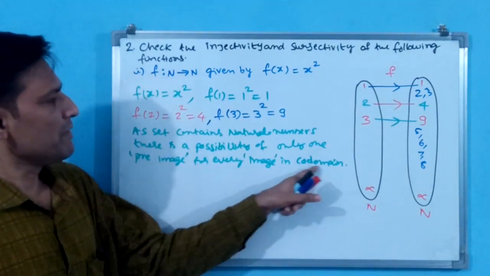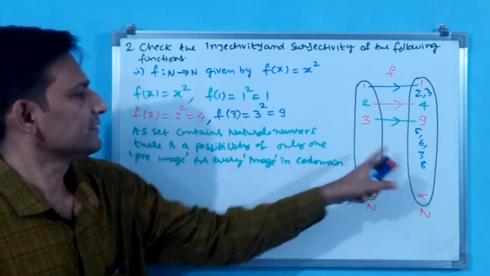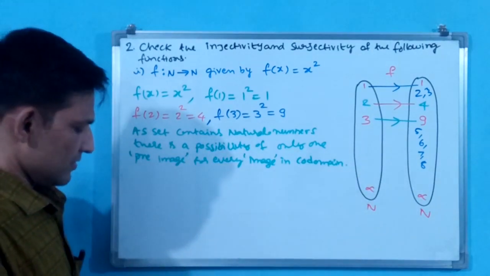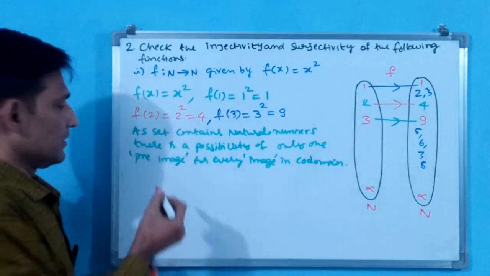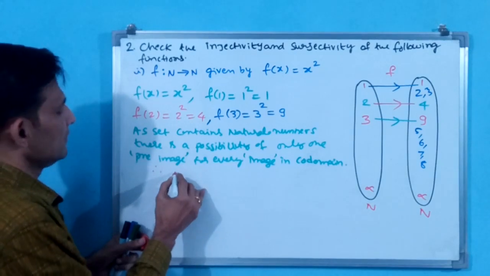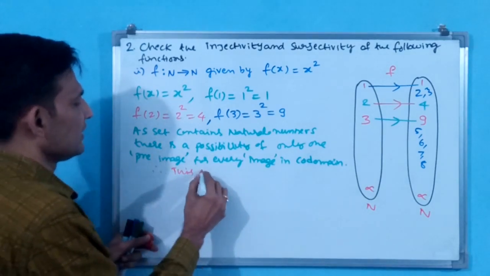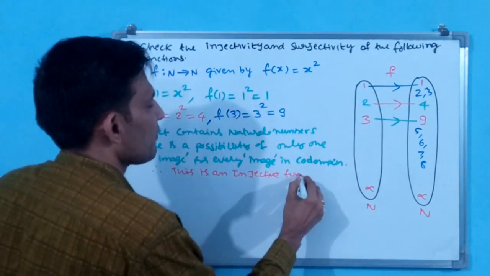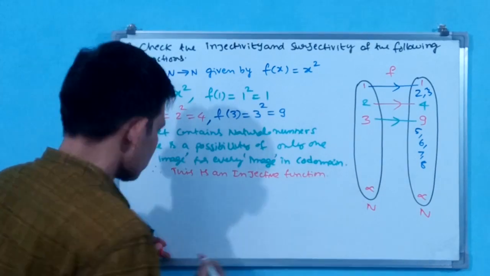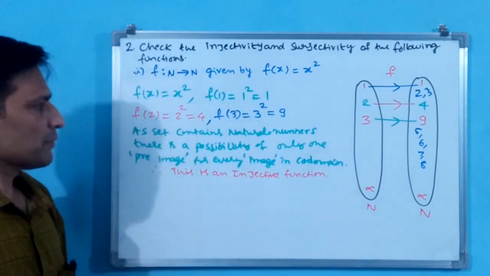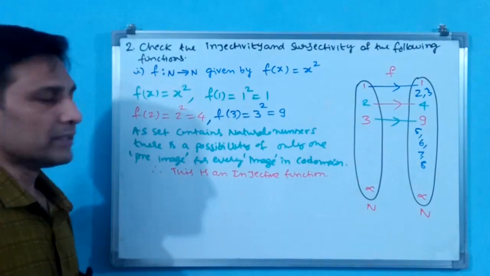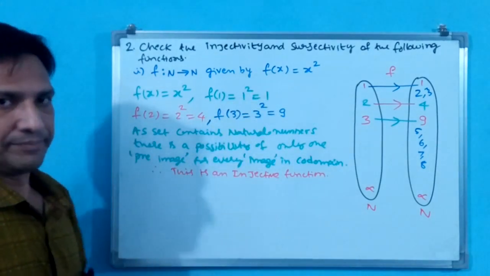Pre-image for every image in codomain. Okay. Therefore, this is an injective function. Okay, now the first property, injectivity, is over. Now we go for surjectivity.